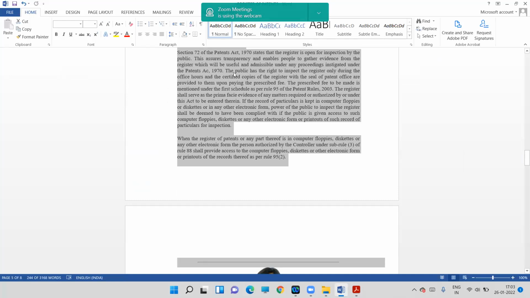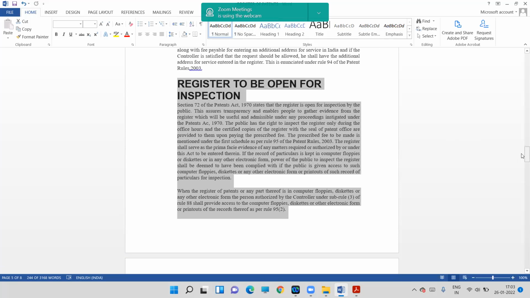After that, see, the public has the right to inspect the register only during office hours, and the certified copies of the register with the seal of the patent office are provided to them upon paying the prescribed fees. Okay, it is given in the schedule. The prescribed fees are mentioned under the first schedule as per rule 95 of the Patent Rules 2003. So always read the sections with the rules, and you will understand them better.